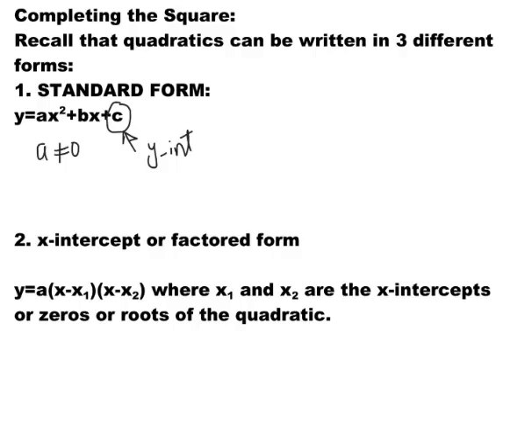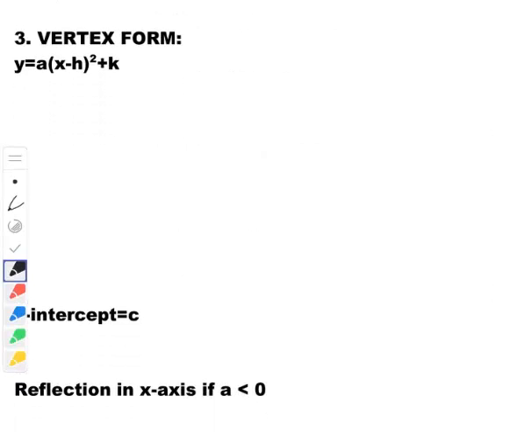The next type of quadratic equation is x-intercept or factor form. In this form, y is equal to a times x minus x1 times x minus x2, where a can be any real number other than 0, and x1 and x2 are the roots or the zeros or the x-intercepts of the quadratic equation. The third one is called the vertex form.